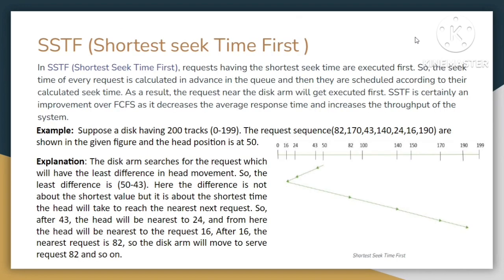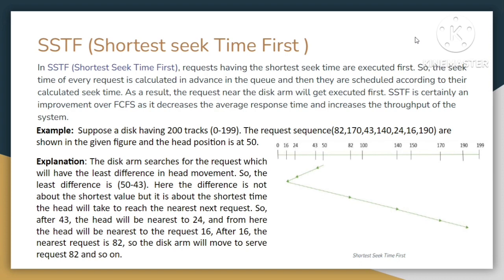So now the next one is the SSTF. SSTF means shortest seek time first. In SSTF, requests having the shortest seek time are executed first. So the seek time of every request in the queue is calculated in advance, and then they are scheduled according to their calculated seek time. As a result, the request near the disk arm will get executed first.